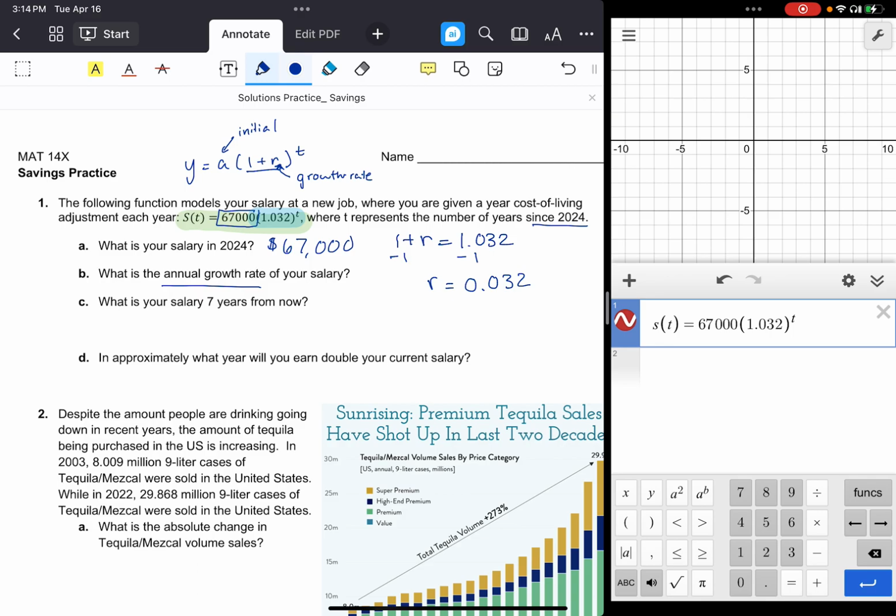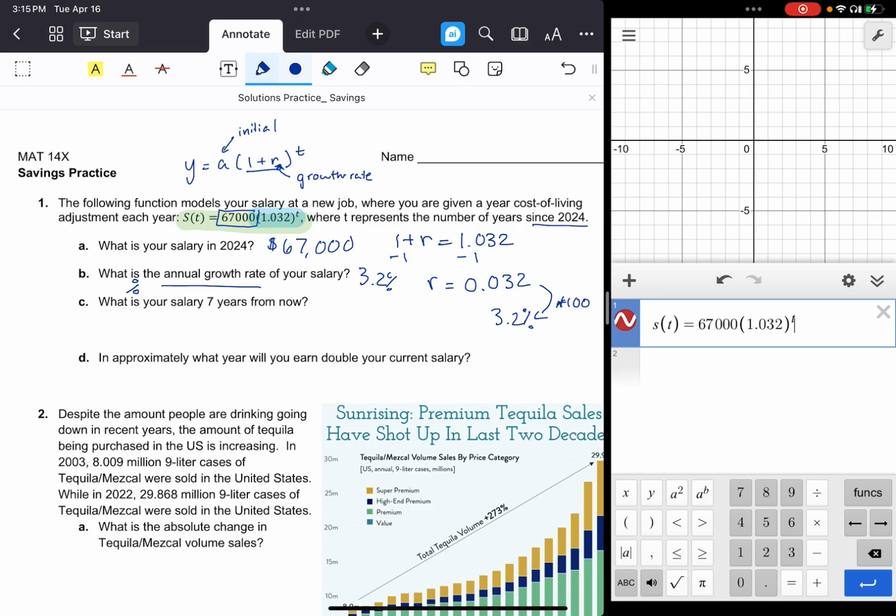Our growth rate should always, always, always be written as a percent. So I need to take my answer and still multiply it by 100 to get that actual percentage rate. And so here, that would end up being 3.2%. So each year, your salary is going to go up 3.2%. Hopefully it matches inflation and you start making more money.